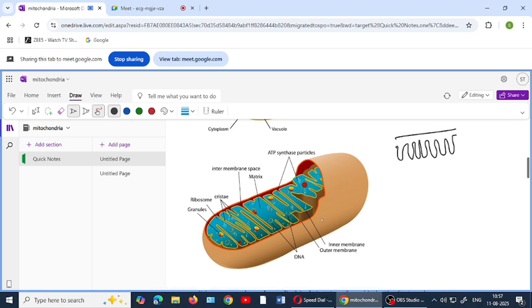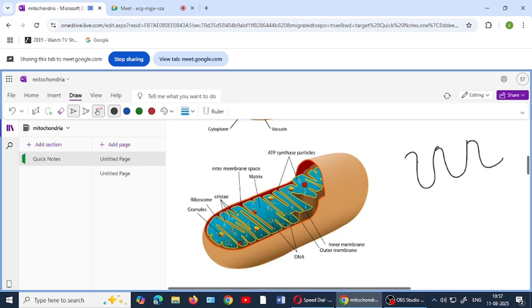So the cristae are for increasing the surface area. Why? Because cristae have some structures like this, that is not in this picture. So these structures are mainly involved in the production of ATP. That I will tell in the coming points.